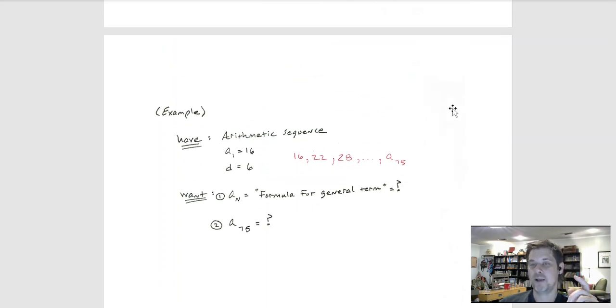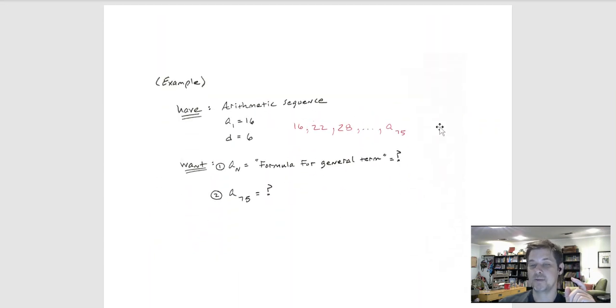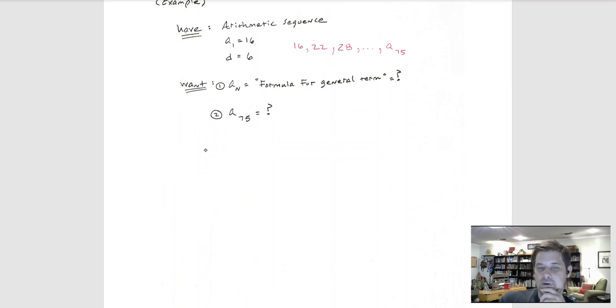Okay, so let's go back up here and look at the formulas. I've got this one. It says this will let us find any term. That sounds like what we need. And then I've got this one that says this will calculate the sum, or what you get if you add together the first n terms of the sequence. Well, between those two, this is definitely the one I want. It will let me find any term. That sounds like what I'm trying to do.